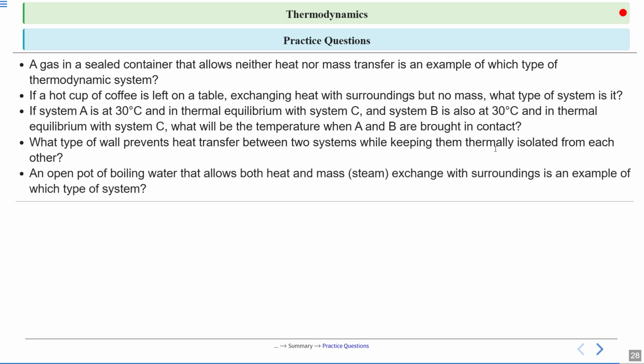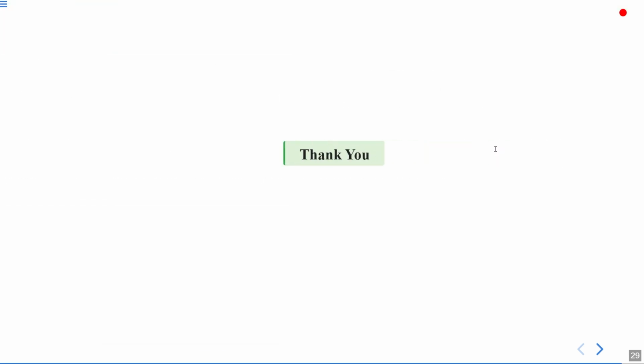An open pot of boiling water that allows both heat and mass, steam, exchange with surroundings is an example of which type of system? So we know it is an open system, because in an open system there is an exchange of both energy and matter. Like remember the example of the ocean. There is water falling into the ocean and water evaporating. All right. So these are the practice questions. Thank you for your attention.